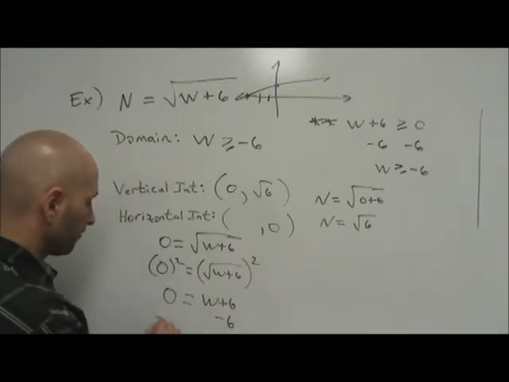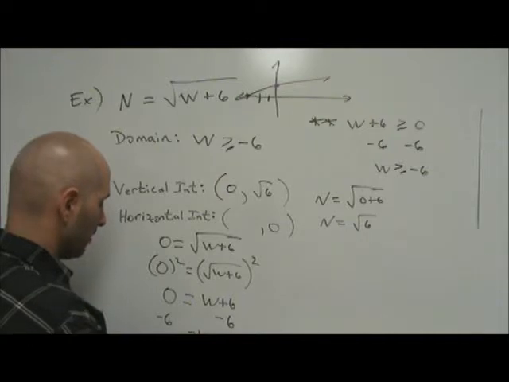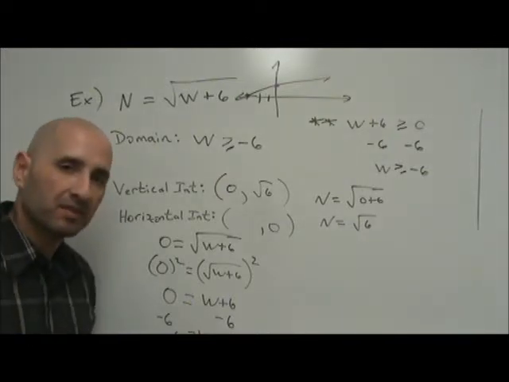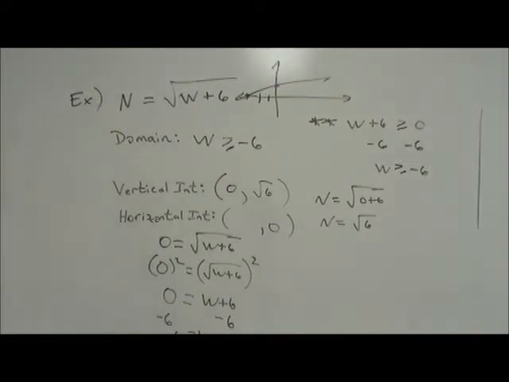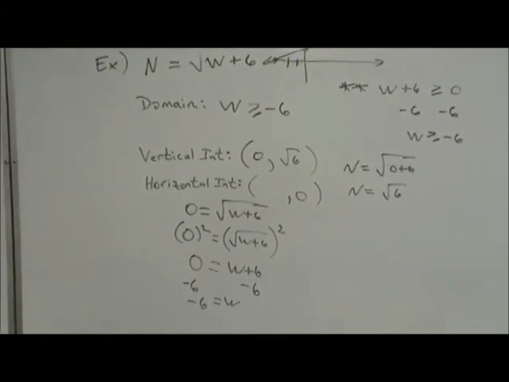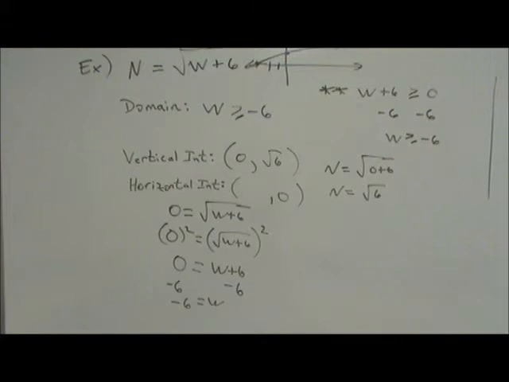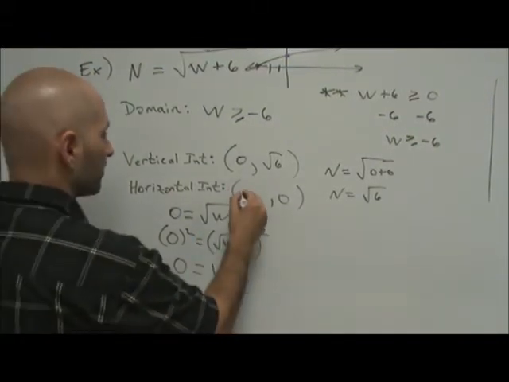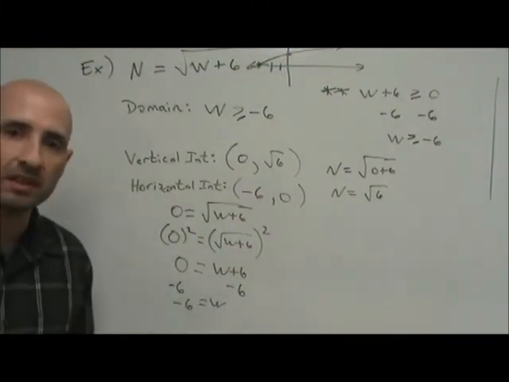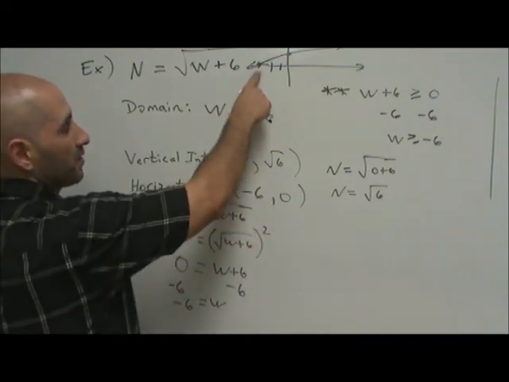So that w equals negative 6. Now if you can't see that, I'll help you. So we get w equals negative 6. And so our horizontal intercept is negative 6 comma 0. So that's the coordinates of that point.